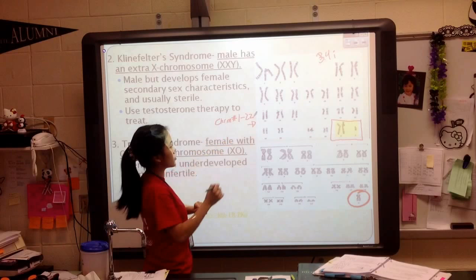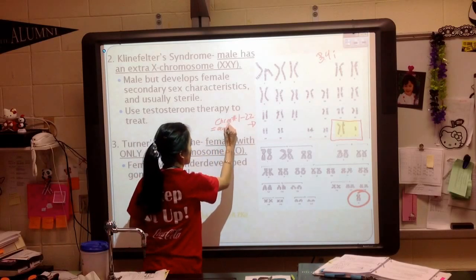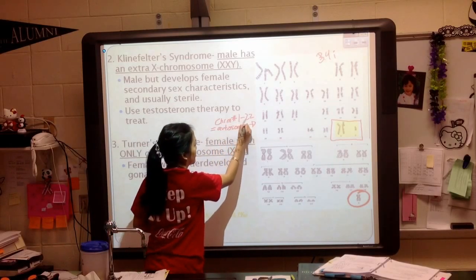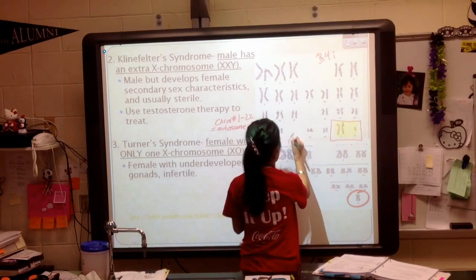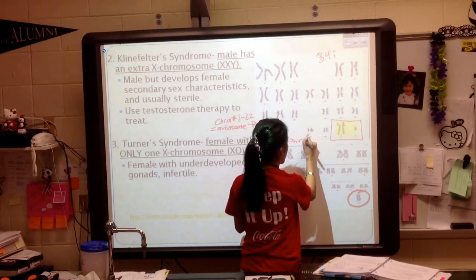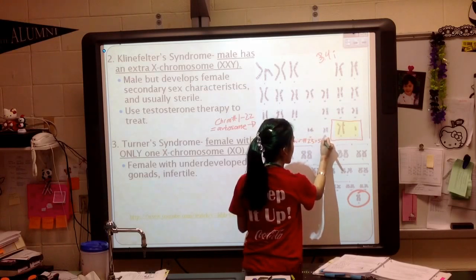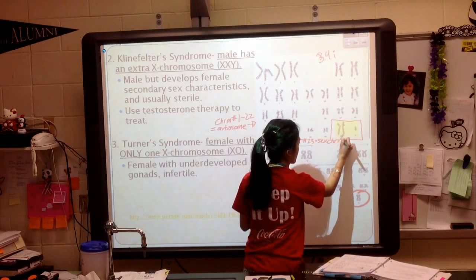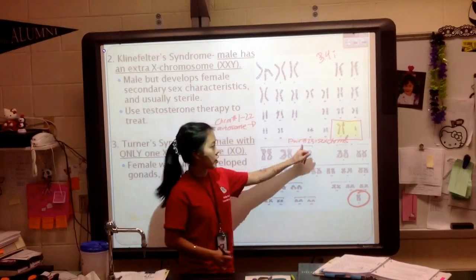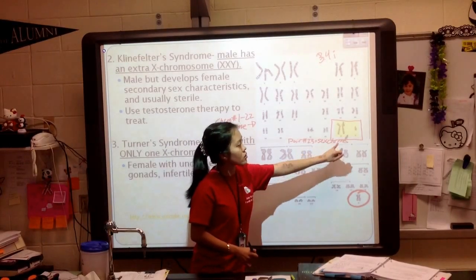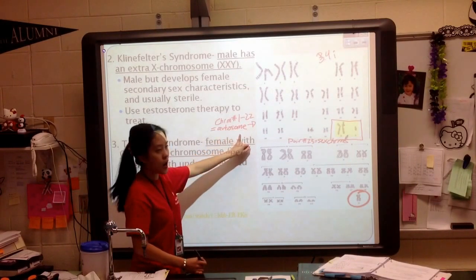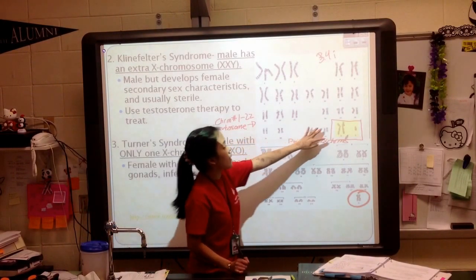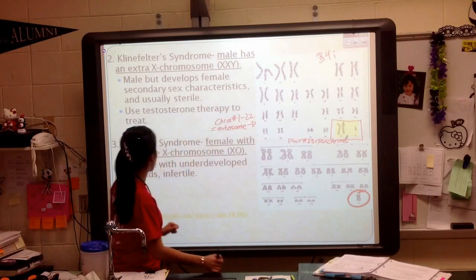numbers 1 through 22 are called autosomes. And we've seen that word before, autosomal. And then pair number 23 equals sex chromosome. That determines your gender. So pair number 23 equals sex chromosomes. Chromosome numbers 1 through 22 equals your autosomes. So here we're having issues with our sex chromosomes.